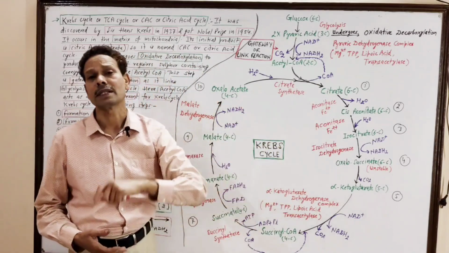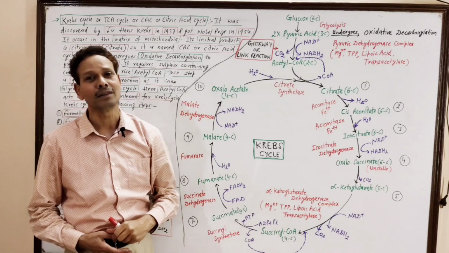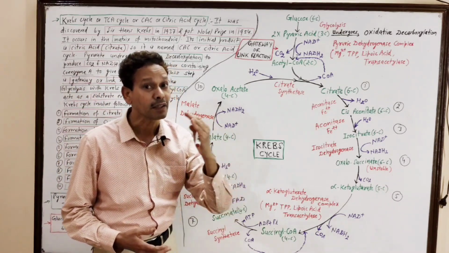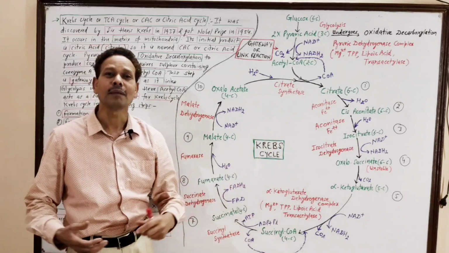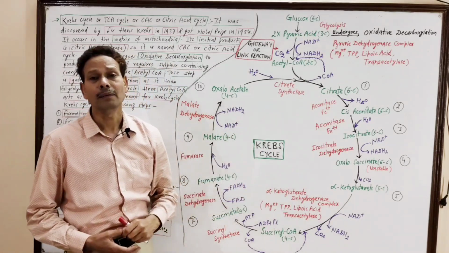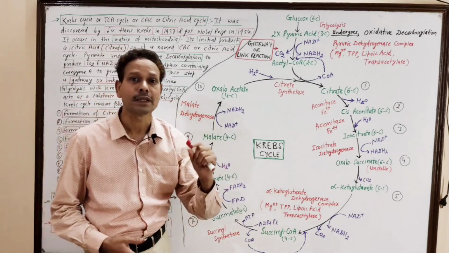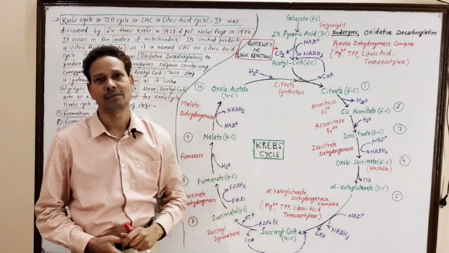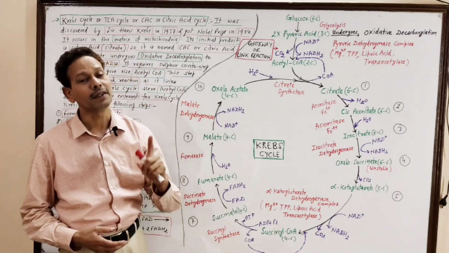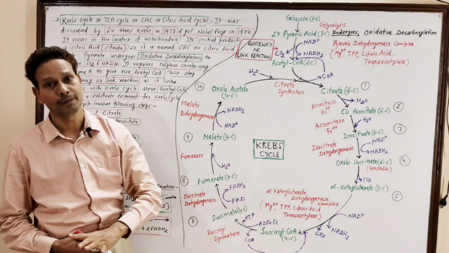This entire process, Krebs cycle, TCA cycle, was discovered by Sir Hans Krebs. So it is named Krebs cycle. He described this entire process in 1937 and he was awarded the Nobel Prize in 1954.